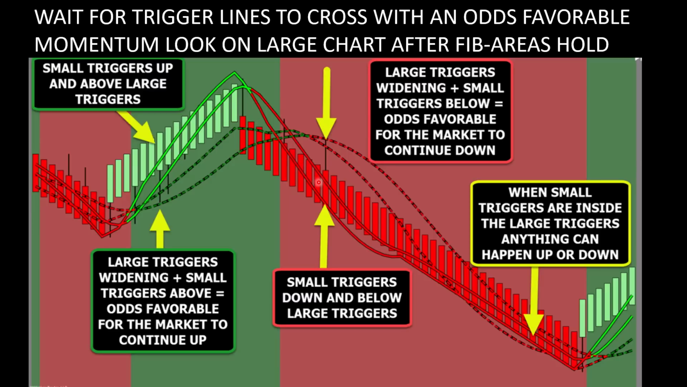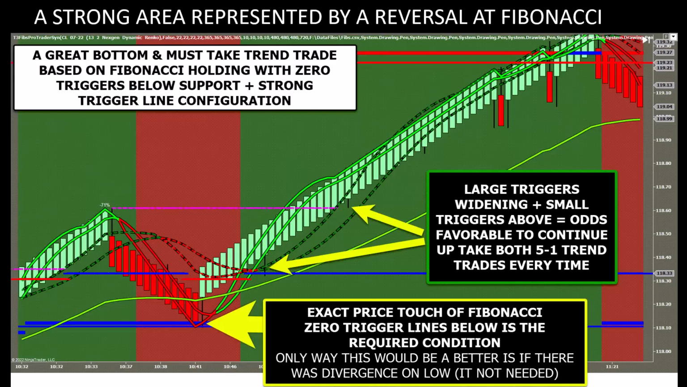The same thing is true in reverse. When the market's going down, we want these small triggers wide and widening below the large triggers. We're going to get odds favorable momentum to make the market go down. And when the small trigger lines are physically inside, so the two smaller solid triggers are inside the dotted triggers, anything can happen. And this is where the understanding of where you're coming from and where you're going to go is very important.